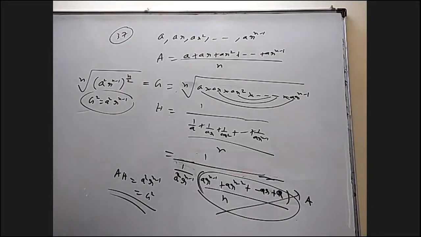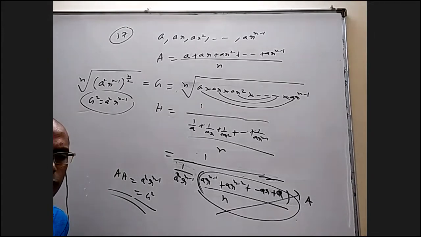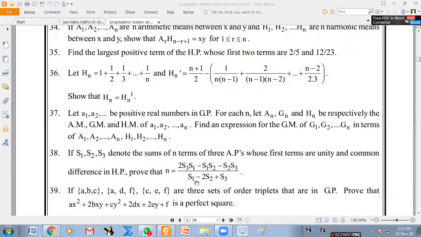Okay, we're not completed. I just mentioned how AH equals G square when numbers are in GP. Is it okay? Now, what is this question? A1, A2, up to An are some n numbers which are in GP. An, Gn, Hn are the arithmetic mean, geometric mean and harmonic mean of the first n numbers. Now they want the geometric mean of this in terms of A1, and so on. I will explain what the question is basically.